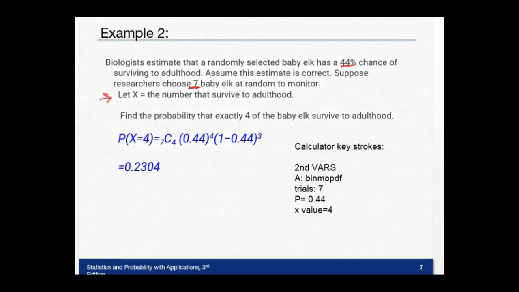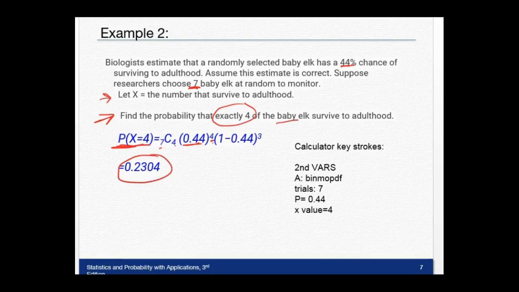So X is the number that survived. So here's the real question. Find the probability that exactly 4 of the baby elk survive. So that's 4 out of the 7. So the formula says, or we write it like this, probability that X equals 4. Well, there's 7, I chose 4. Probability of survival is 0.44, and those are the 4 I chose. So the complement of that is 1 minus 0.44. And then this is the other 3. So I chose 7, so 4 plus 3 makes 7. And then I get this value.